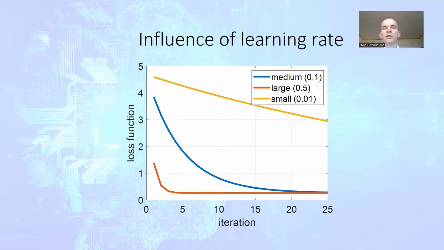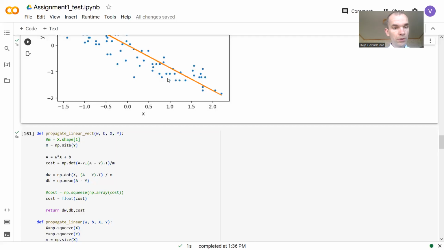And here we see the influence of learning rate. If we take a very small value of learning rate, the algorithm of gradient descent converges very slowly. It may converge fast if we take a large value of learning rate, 0.5 in this case. But we should be very careful.